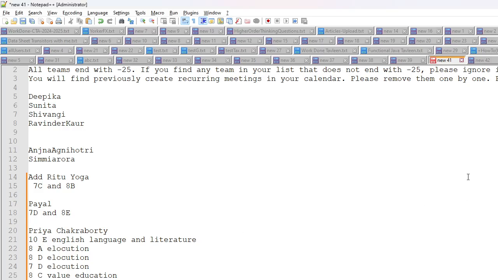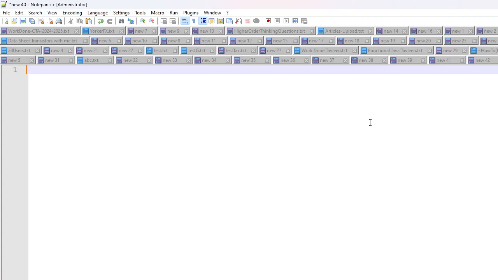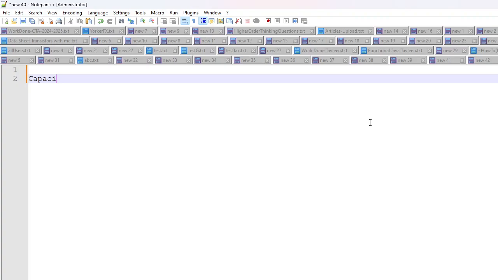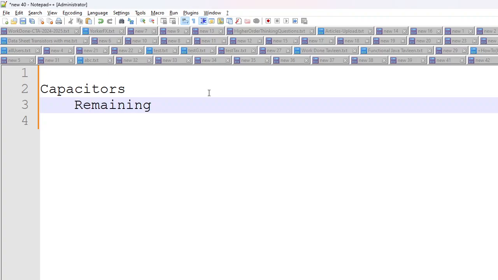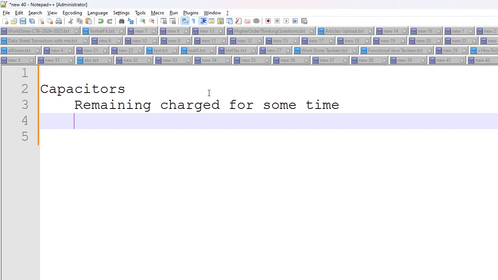What are we using a capacitor for? It remains charged for some time. If I need a particular component to remain charged for a particular time, I'll use the capacitor for it, although we can use an inductance also. We'll do the inductance later on.